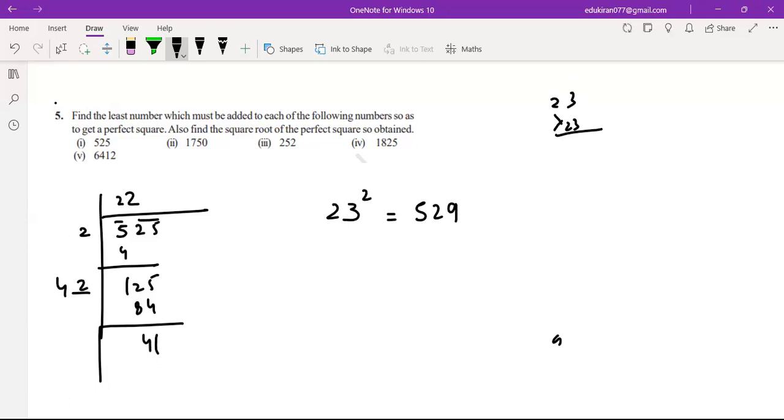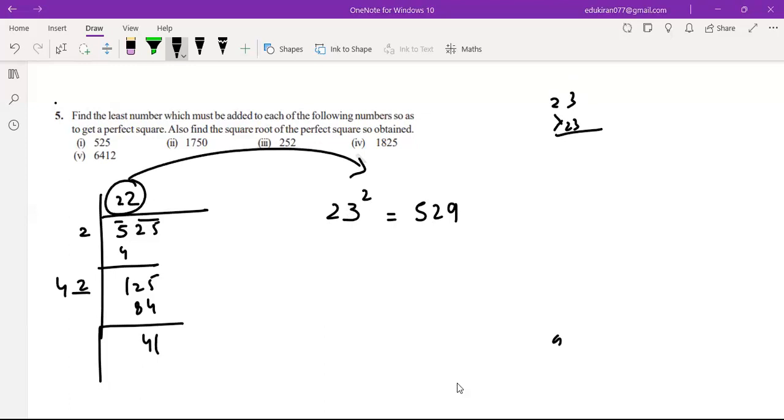You have to always take the next one. See, over here, why did you take 23? Because you were getting 22. Of course, the remainder was there. That's why you took the next one, which is 23. Okay, after doing the square of 23, you got 529.